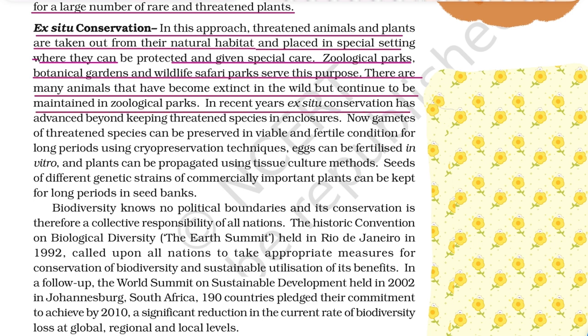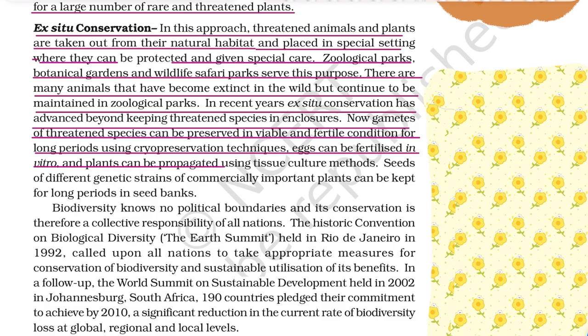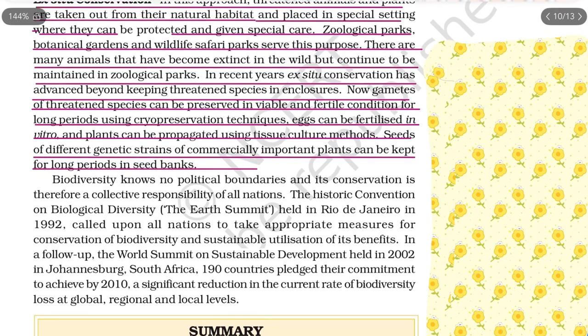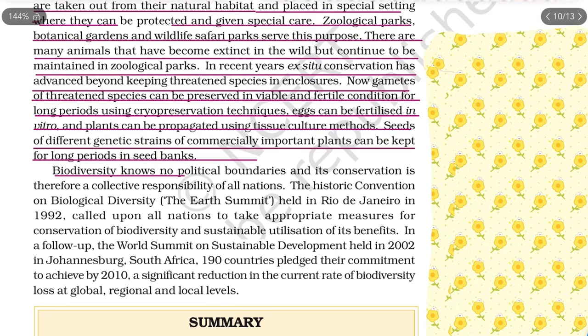In recent years, ex situ conservation has advanced beyond keeping threatened species in enclosures. Now gametes of threatened species can be preserved in a viable and fertile condition for long periods using cryopreservation techniques. Eggs can be fertilized in vitro, and plants can be propagated using tissue culture methods. Seeds of different genetic strains of commercially important plants can be kept for long periods in seed banks.